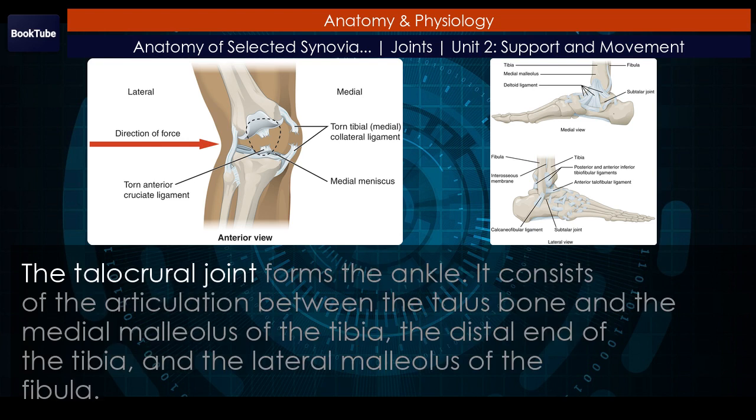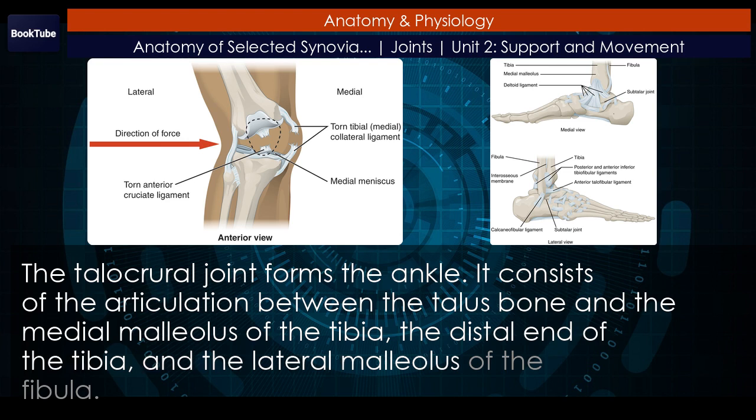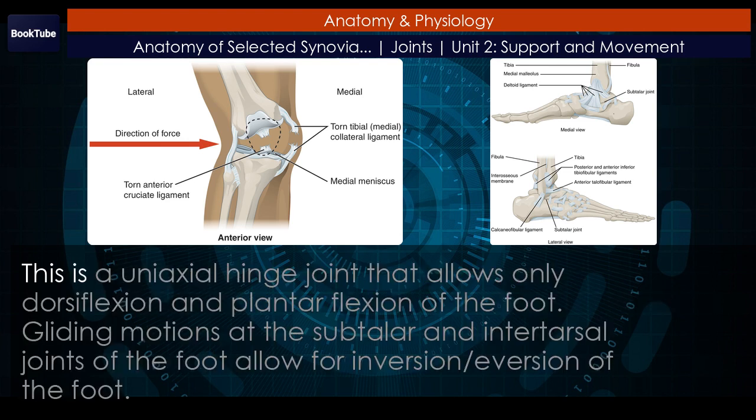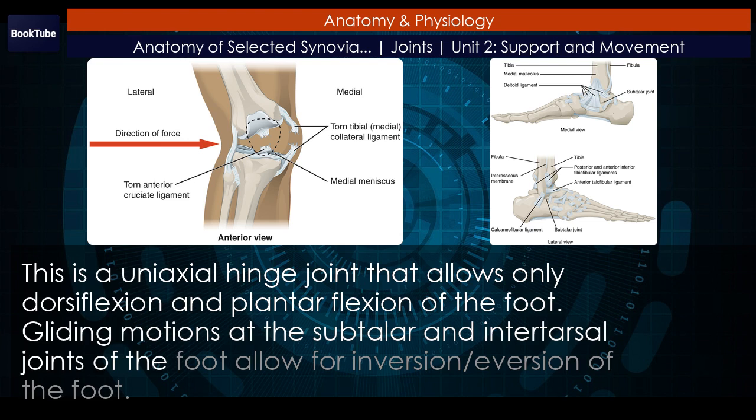The talocrural joint forms the ankle. It consists of the articulation between the talus bone and the medial malleolus of the tibia, the distal end of the tibia, and the lateral malleolus of the fibula. This is a uniaxial hinge joint that allows only dorsiflexion and plantar flexion of the foot. Gliding motions at the subtalar and intertarsal joints of the foot allow for inversion, eversion of the foot.